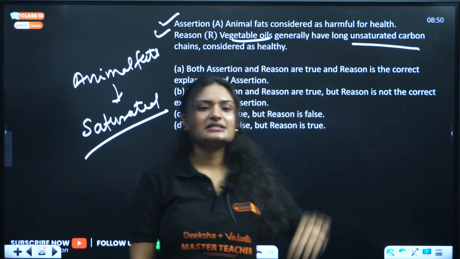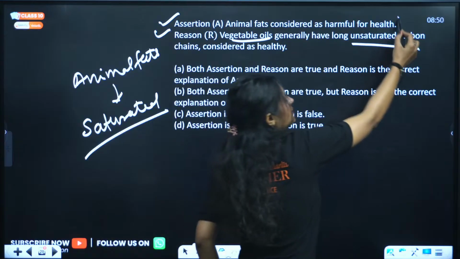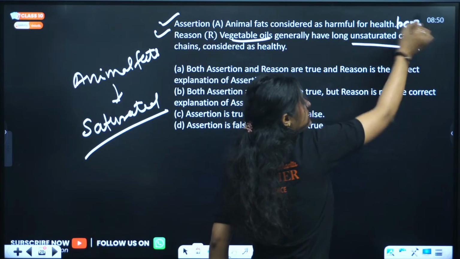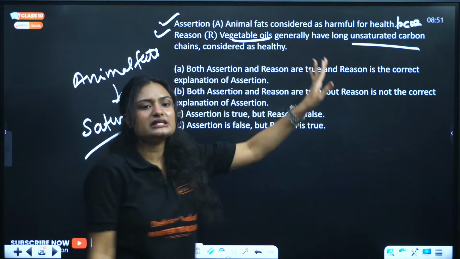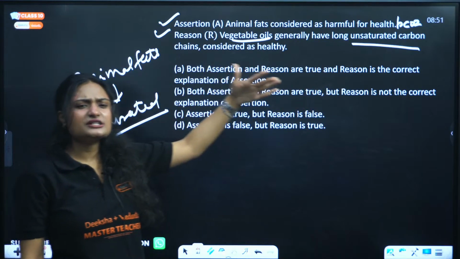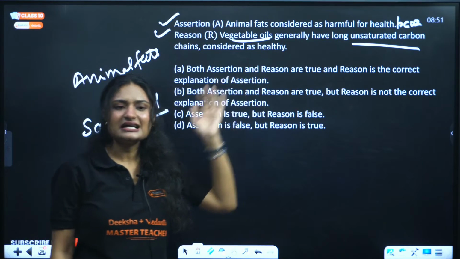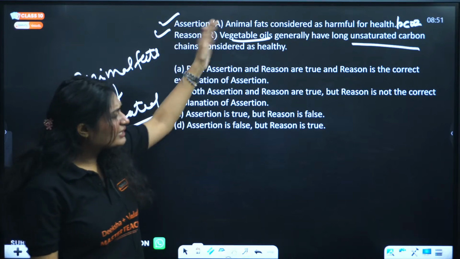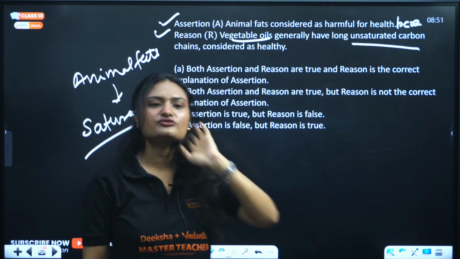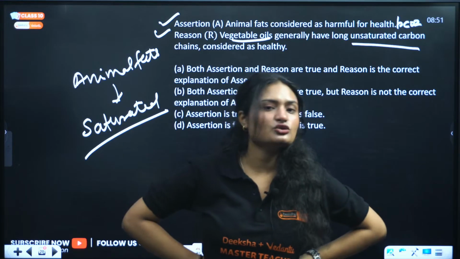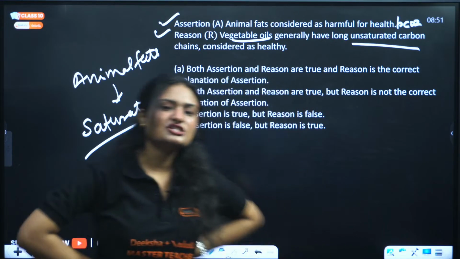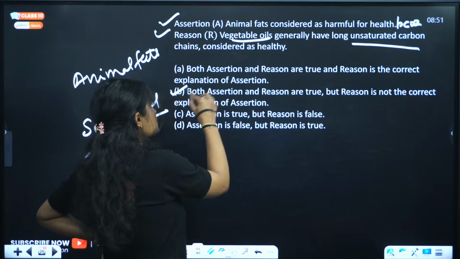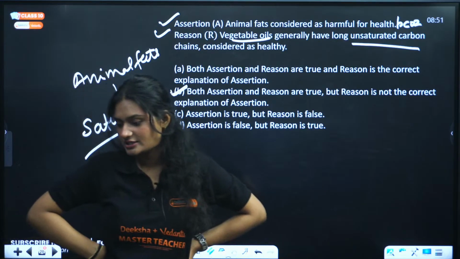Why? Because if you add "because" at the end and read the reason, because vegetable oil generally have long unsaturated carbon chains, yes, that is true, but where is the animal fat? There is no explanation for the animal fat. So both assertion and reason are true, but the reason is not the correct explanation, my dear kids.